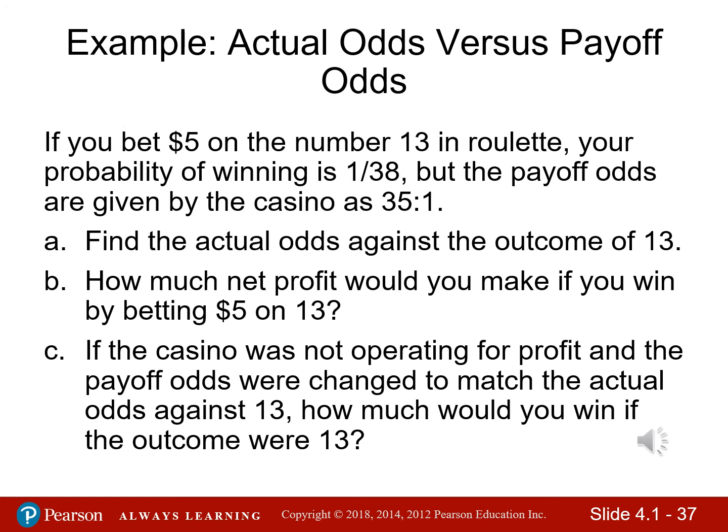If you bet $5 on the number 13 in the roulette wheel, your probability of winning is 1 over 38. But the payoff odds are given by the casino as 35 to 1. Let's find the actual odds against the outcome of hitting a 13. Then we'll find how much net profit you make if you win by betting $5 on 13. And finally, if the casino was not operating for profit and the payoff odds were changed to match the actual odds against 13, how much would you win if the outcome was 13?